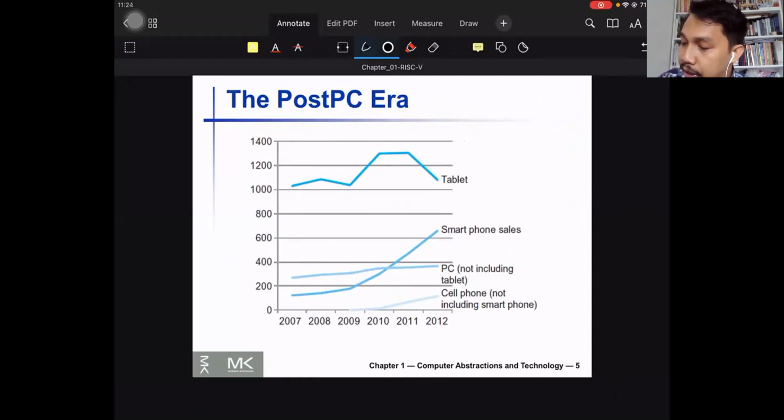Right now we are in the post-PC era. This isn't updated, since this is from 2012. Notice the trend of smartphone sales. This was only a few years since the introduction of the iPhone, and Samsung hadn't sold that many smartphones yet. But smartphones are on the rise. Tablets are on the decline.